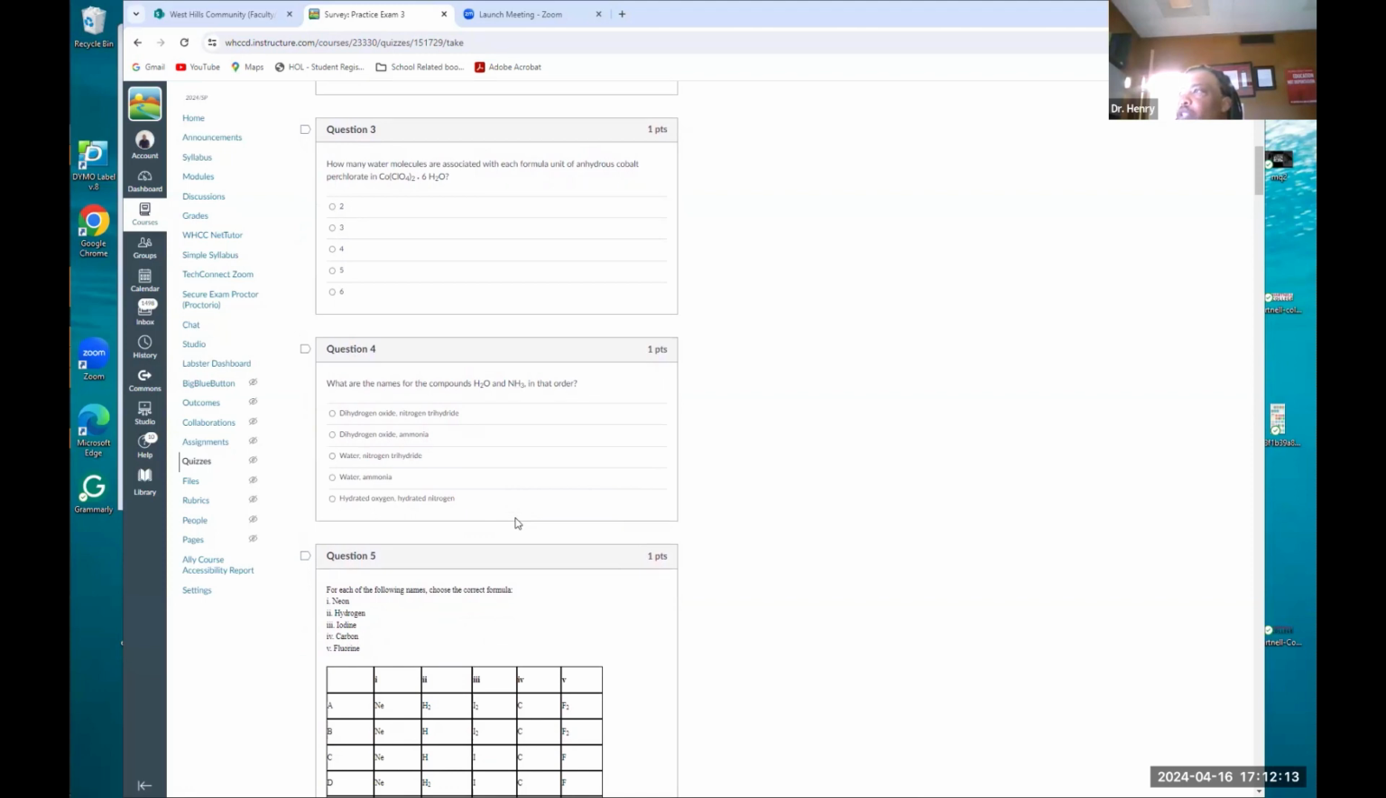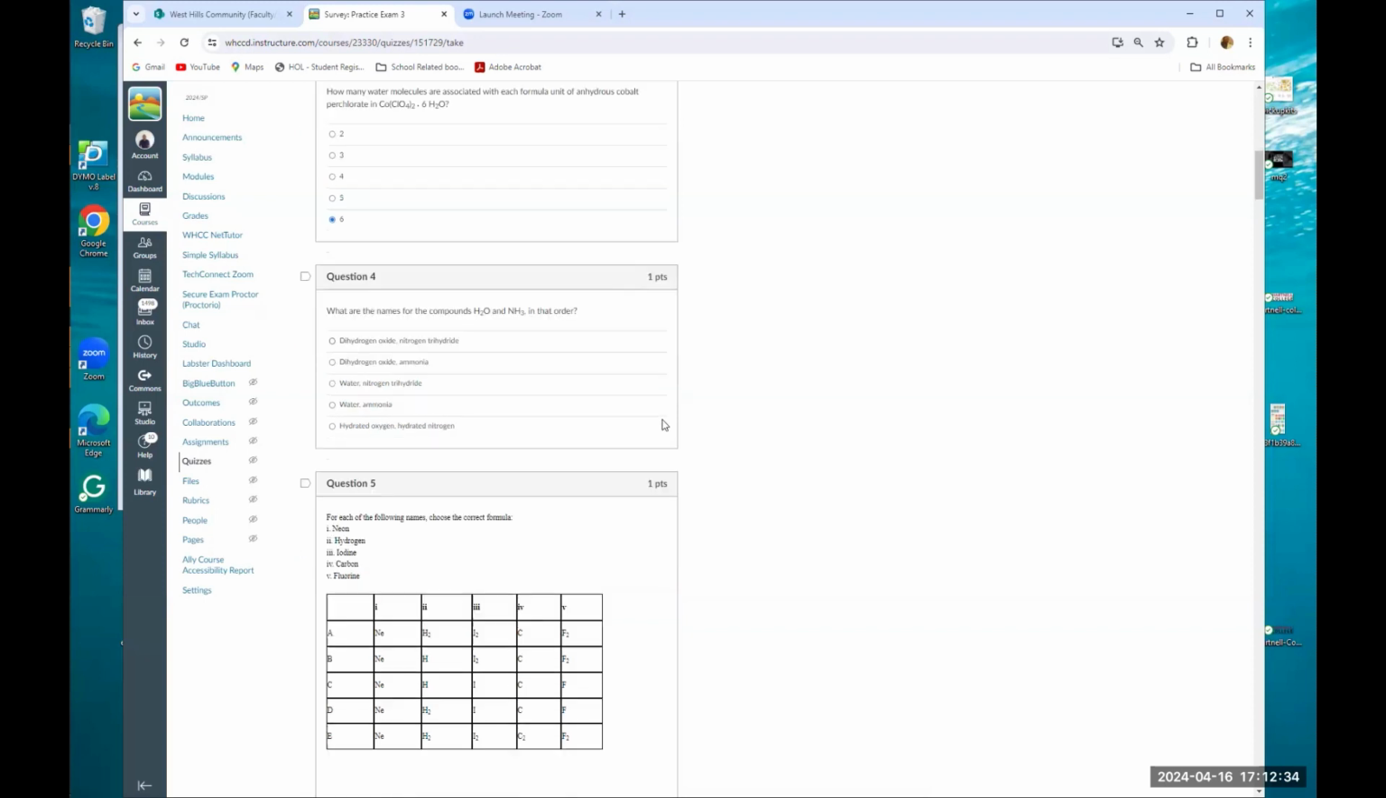How many water molecules are associated with the formula unit of anhydrous cobalt perchlorate in Co(ClO4)2 dot 6 H2O? Is it six? That is correct. Okay.